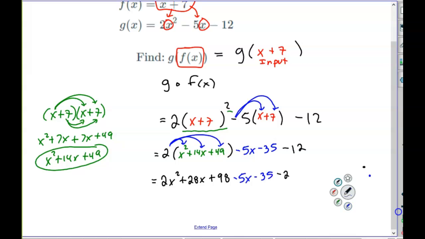And then everything else drops out. You can simplify differently if you combine like terms here. But now the last step is just combine your like terms. So I only have one 2x squared. But then I've got 28x and a minus 5x. So it'll be a positive 23x. And then I've got a 98 minus 12, which is 86.